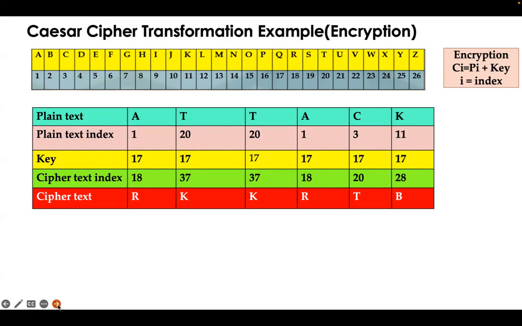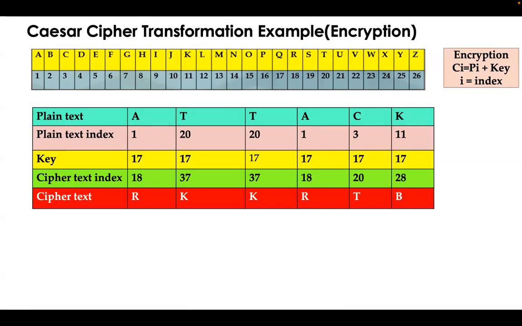Our plaintext was ATTACK, A T T A C K. For this, our plaintext index: for A, this is 1. For T, this is 20. For T, this is again 20. For A, this is again 1. For C, this is 3. And for K, our index number is 11. This is our plaintext index number. And our key is 17, which is the same for all of the plaintext.